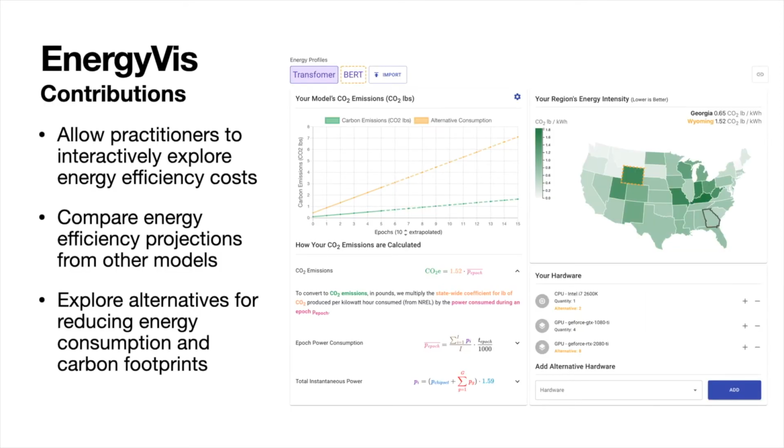Concretely, EnergyVis offers the following contributions. First, EnergyVis allows practitioners to interactively explore energy efficiency costs, like carbon output or kilowatt hours consumed. Second, EnergyVis allows practitioners to compare efficiency projections from other models, overlaying their model with alternatives. Finally, EnergyVis allows users to explore alternatives for reducing energy consumption and carbon footprints using hardware or location alternatives.